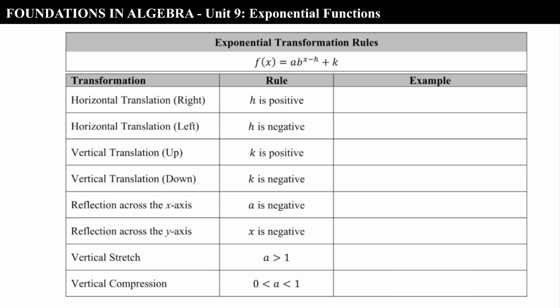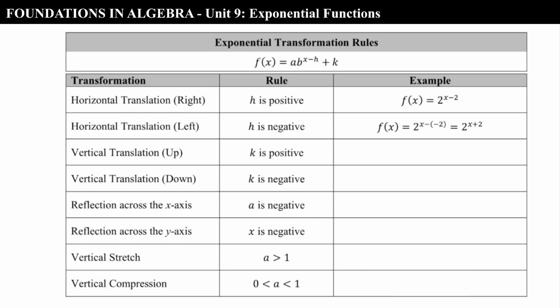A horizontal translation to the right or to the left is going to depend on what your h value is. The h value follows the x value, which is followed by a minus. So if we're translated to the right, you're going to have something like 2 to the x minus 2. Your h value is positive, but it follows the subtraction operation. If your h value is negative, say negative 2, it follows that subtraction operation, but it's going to make it look positive. So just like in quadratics, if your h looks negative, you're going to the right. If your h looks positive, you're going to the left.